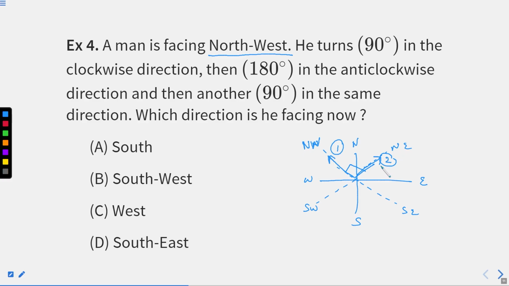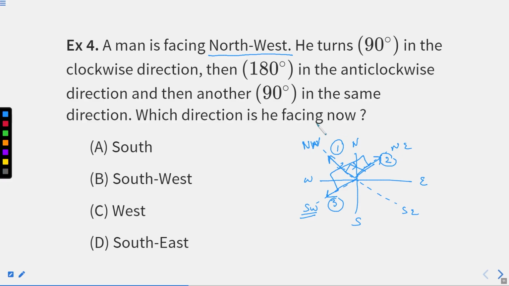Then he turns 180 degrees in the anti-clockwise direction, right? For the anti-clockwise direction, he has to move in this direction, that is 180 degrees. Then he'll find himself in this direction, that is direction number 3, that is southwest, right? Which direction is this? This direction is southwest. I hope this part is clear.